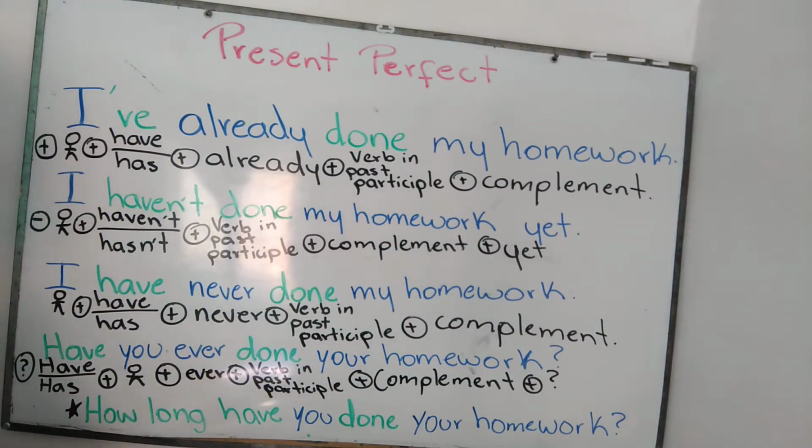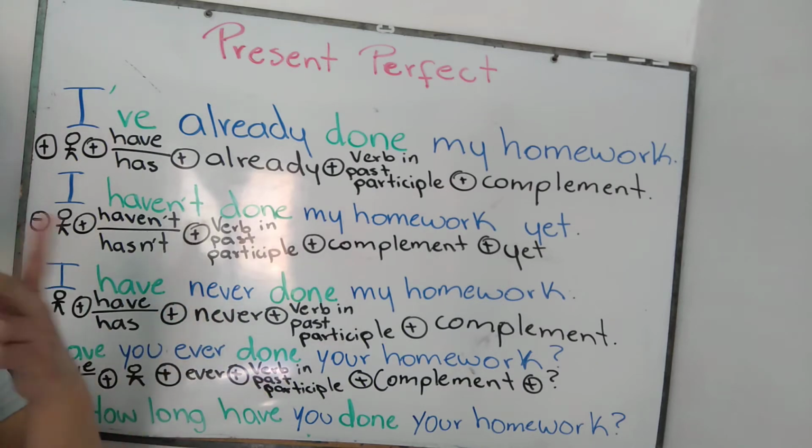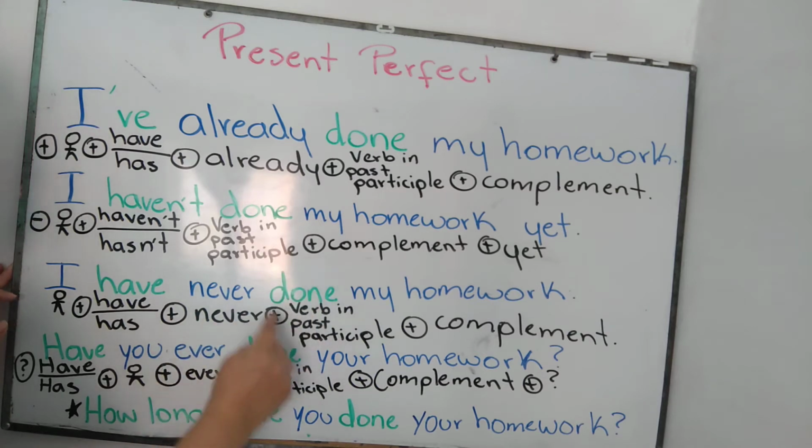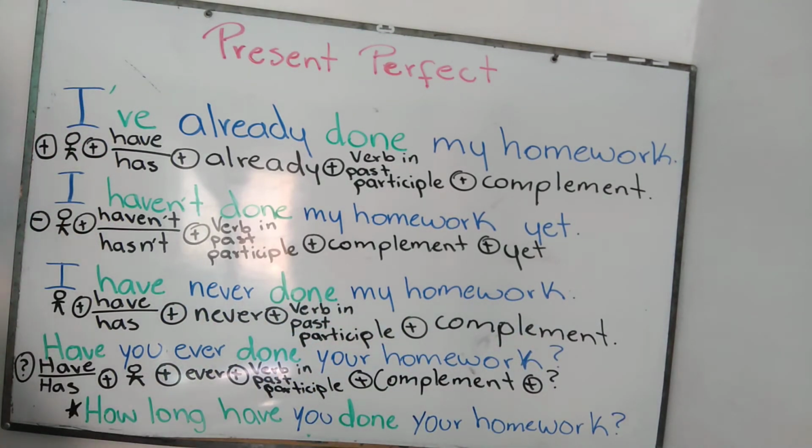Another way to write a negative sentence is when you use never, okay? You can use never, but you have to use the auxiliary verb in the affirmative way. Why? Because never is negative, and you can't write two negatives in one sentence, okay? So it's going to be the personal pronoun, have or has (has for he, she, it), and never, verb in past participle, and complement, okay?